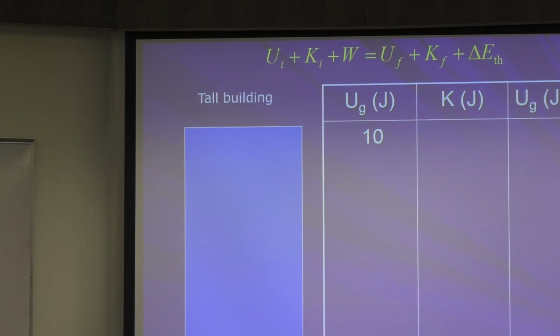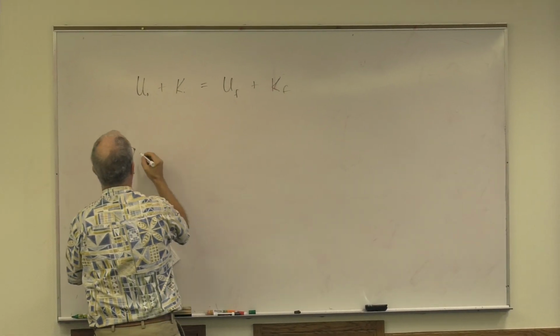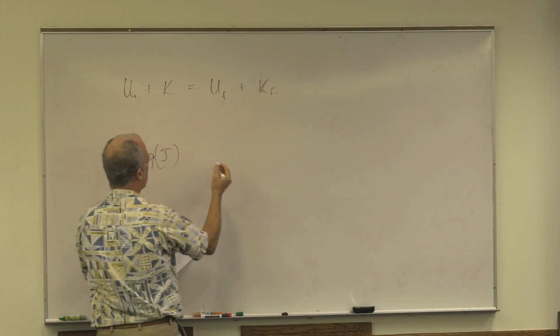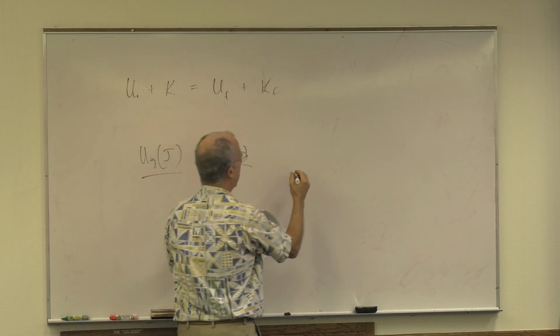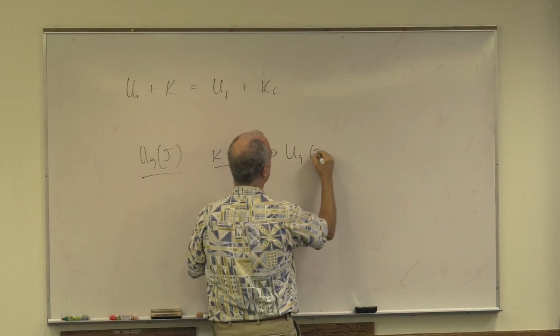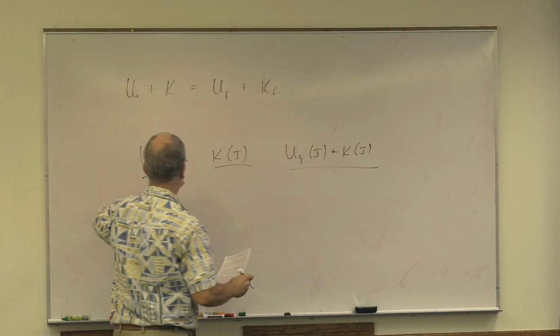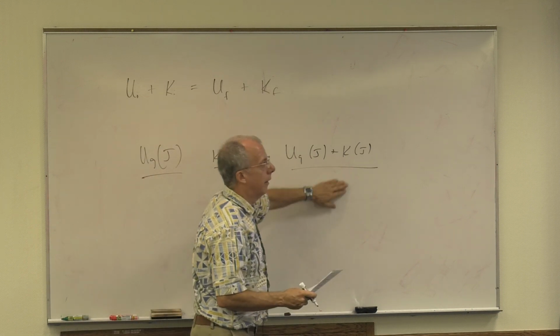So let's have a table. I'll fill in that table. So we have U_G in joules, kinetic energy in joules, and then we have the total energy. So we have U_G in joules plus K in joules. All right. So we have potential energy, kinetic energy, total energy.